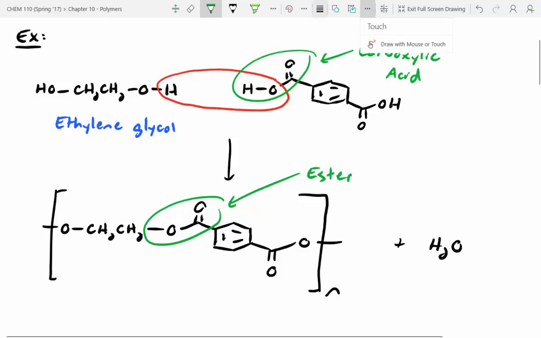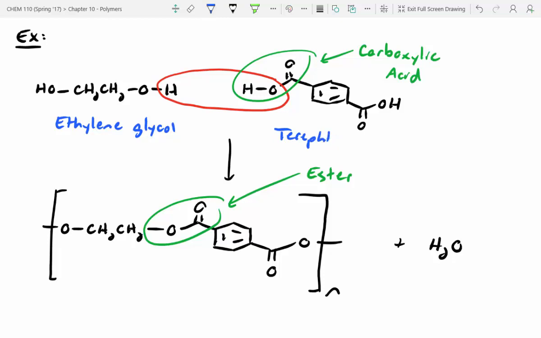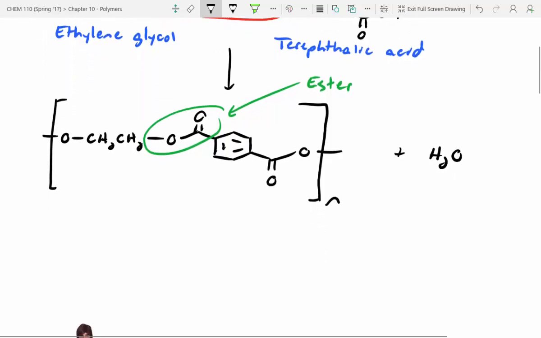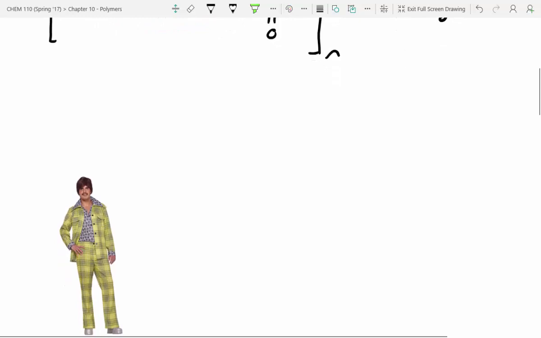So you combine this ethylene glycol with this diacid called terephthalic acid. And you make a new ester linkage between those units, and you can continue connecting them together into this super long chain. What do you guys think this plastic might be called? Give you a hint, there are many esters in it. Polyester. So there's this guy down here.